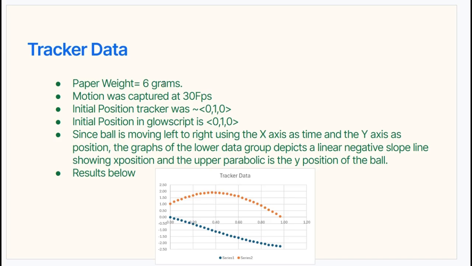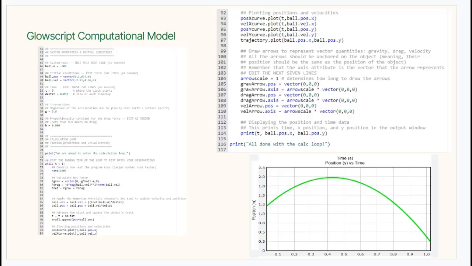So for our tracker data, the paper weighed 6 grams. The motion was captured at 30 FPS. The initial position tracker was about 0.1, and same thing with GlowScript. Here are the results below of the computational model. So as you can see in the y direction, we have this nice parabolic curve, and in the x direction, because this is over time, by the way, we can see it's not perfectly linear, so there obviously is a force acting on it, and that would be drag.